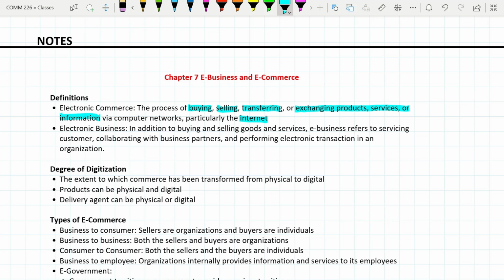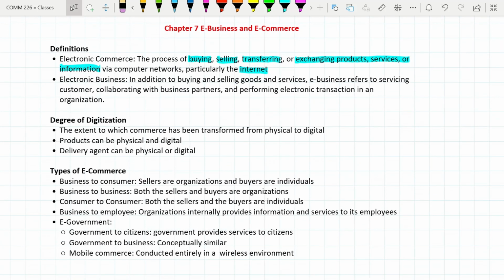So electronic business, in addition to buying and selling goods and services, e-business refers to servicing customers, collaborating with business partners, and performing electronic transactions in an organization. So the degree of digitization, the extent to which commerce has been transformed from physical to digital. Products can be physical and digital. The delivery agent can be physical or digital as well.